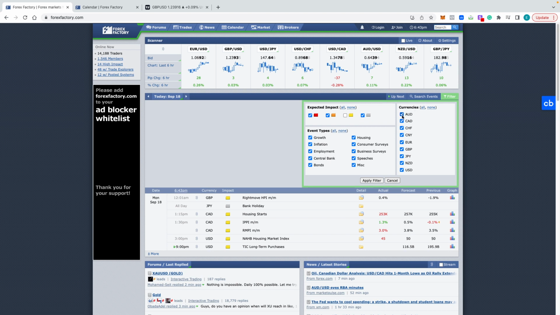Currencies, we're going to remove all the currencies that are irrelevant. So AUD, we don't trade. Canadian, I don't trade. CHF, that's the franc, I don't trade. I don't trade this. I do trade Euro USD, so I do want this pair. I do trade GBP USD, so I'm keeping this pair. I don't trade the Japanese yen, so I'm removing it. I don't trade the New Zealand dollar, so I'm removing it. And I'm keeping the USD. We're pressing apply filter.